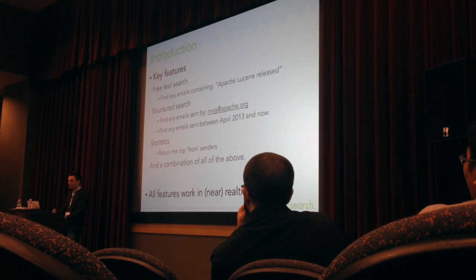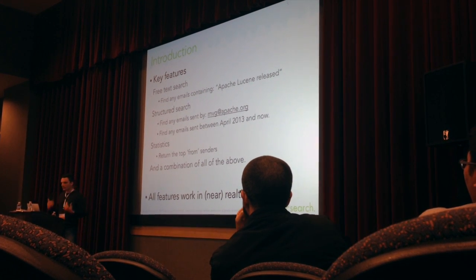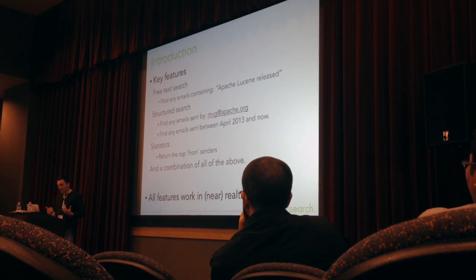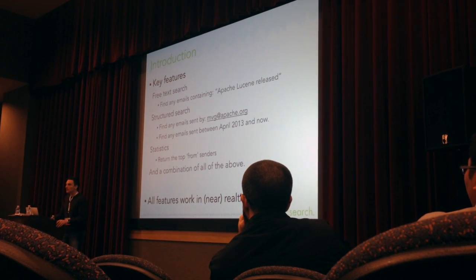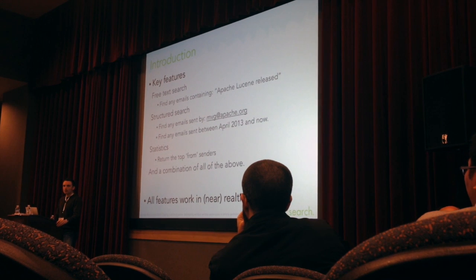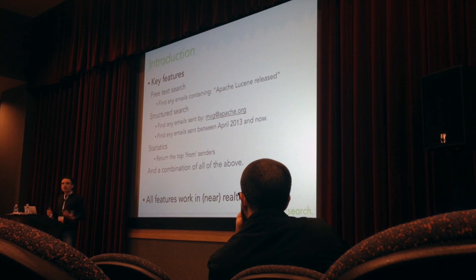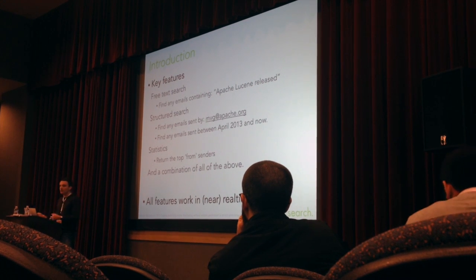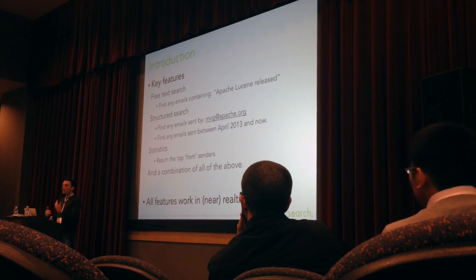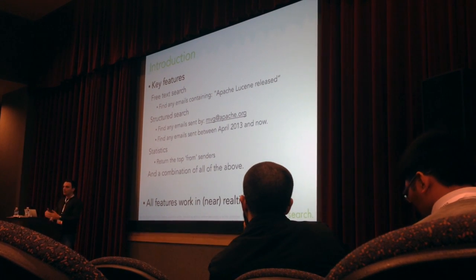So what can you do with it? All the features in ElasticSearch are built around these key features, I guess. Free text search, obviously, is one of the major features. So for example, let's say your data set is emails, you index emails from a mailing list, then you could ask a free text query, Apache Lucene release, and it will try to find any document, and then rank it according to the query. And give you a ranked result.